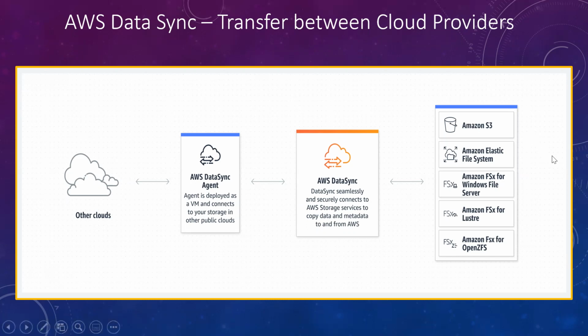FSx for Windows File Server provides a fully managed storage service for Microsoft Windows file servers, backed by a fully native Windows file system. FSx for Lustre helps to run the popular Lustre file system. This is for machine learning, high performance computing, video processing, and financial modeling data. FSx for OpenZFS is a fully managed storage service to move data from on-prem ZFS or another Linux-based file service to AWS without changing the code or manipulating data. So that is about transferring between the cloud providers.